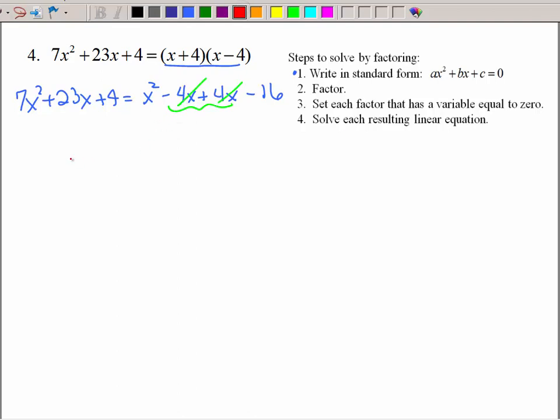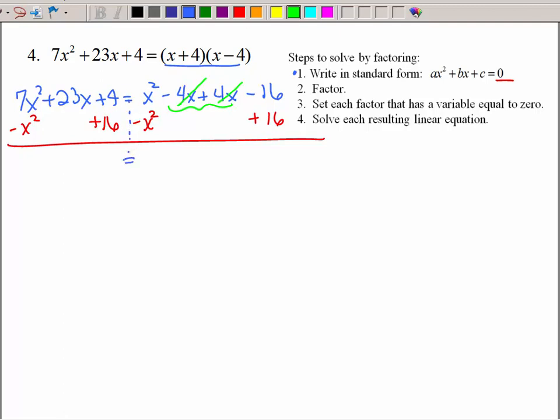Next thing, I think I want to have my 0 on my right hand side, so I'm going to subtract x squared and I'm going to add 16. Now keep up with that equal sign. It should drop right down your page, and then that's 0, that's 0, that's 0, so everything is a 0 on that right hand side. Now let's see, we've got 6x squared plus 23x plus 20. Need to start factoring it.